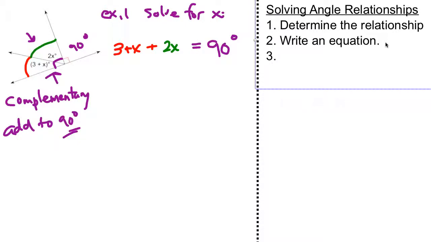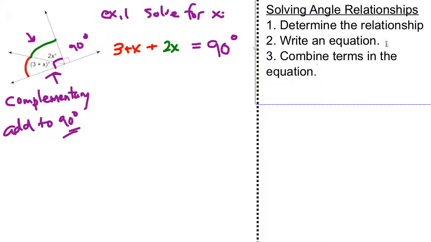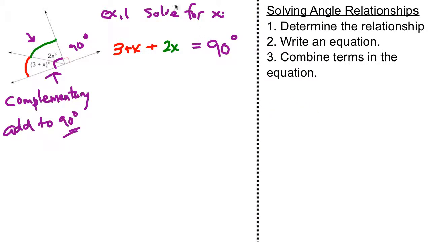The third step is we want to combine terms in the equation. What I mean here is we're going to combine x and 2x, so we get 3x plus 3 is equal to 90 degrees.